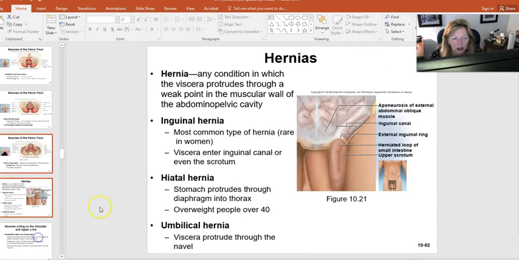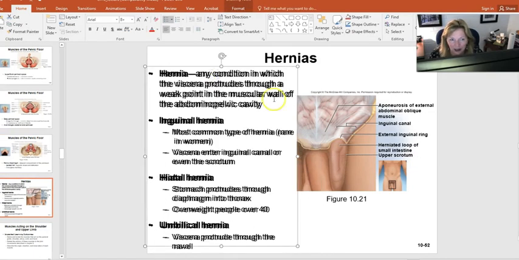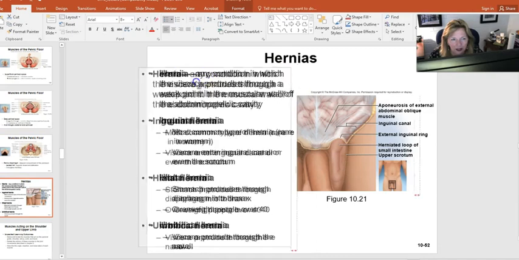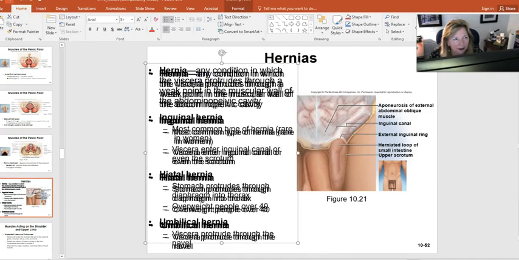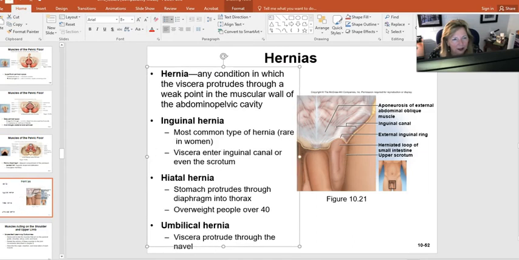An actual pathology note to give you here is a term that you would want to know. You would want to know what a hernia is. It's actually any condition where the organs push through the muscle protective layers, so they're protruding through weakened muscle points. So that's what a hernia is.